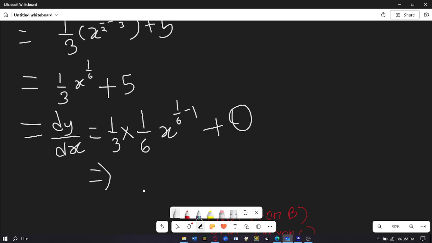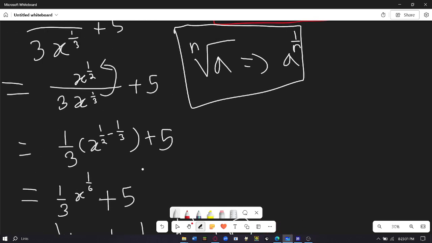From here we get 1 by, see calculator if you want. So this just becomes 1 by 18 x to the power 1 by 6 minus 1, which is minus 5 by 6. Right, now we have this, and that plus 0, and that's the answer. It's this one.